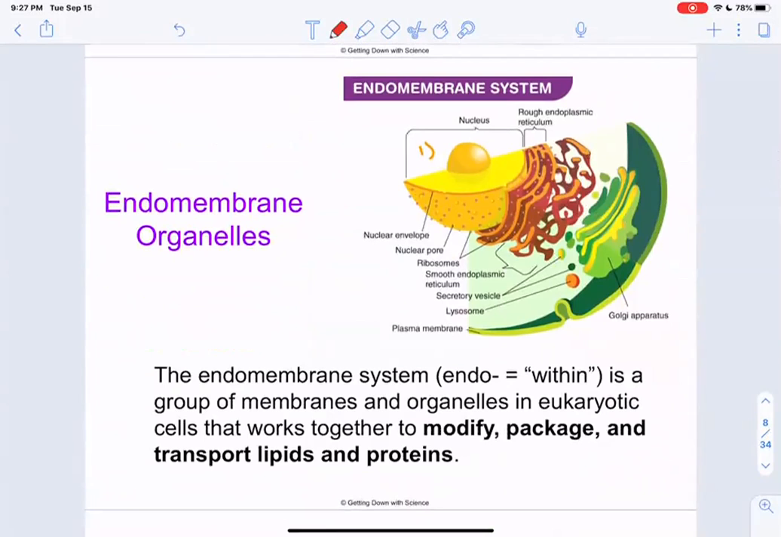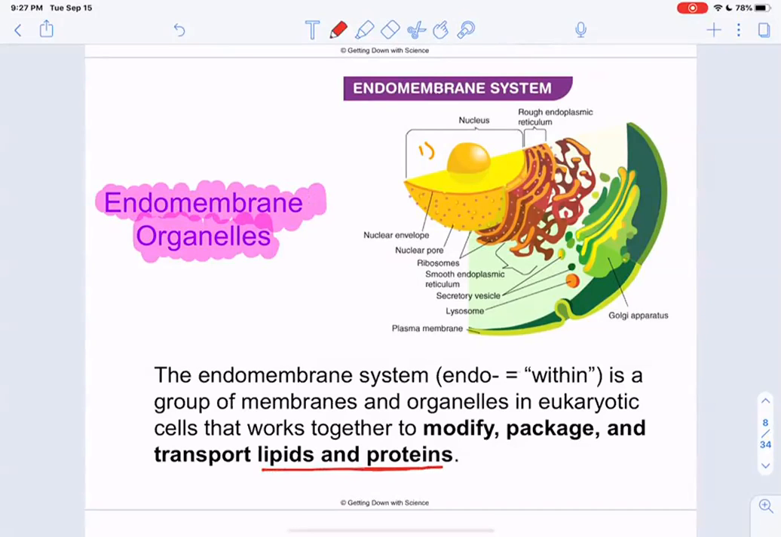So now we're going to start talking about the endomembrane organelles. The endomembrane organelles are a group of membranes and organelles that exist within a eukaryotic cell, and they all work together, key vocab word, they all work together to modify, package, and transport lipids and proteins. So their job is to make and send out lipids and proteins.